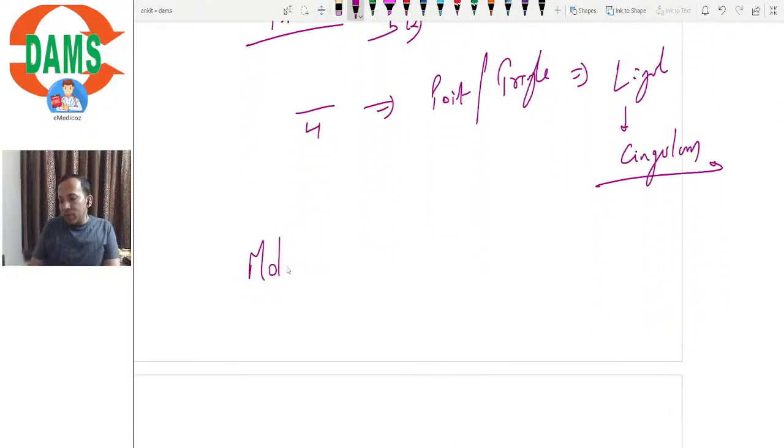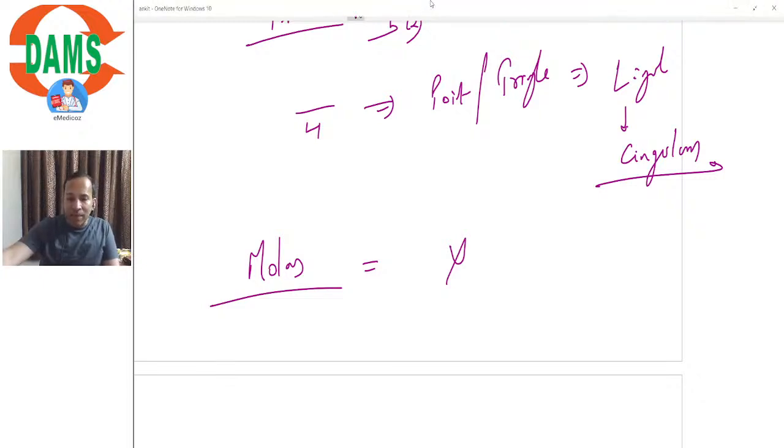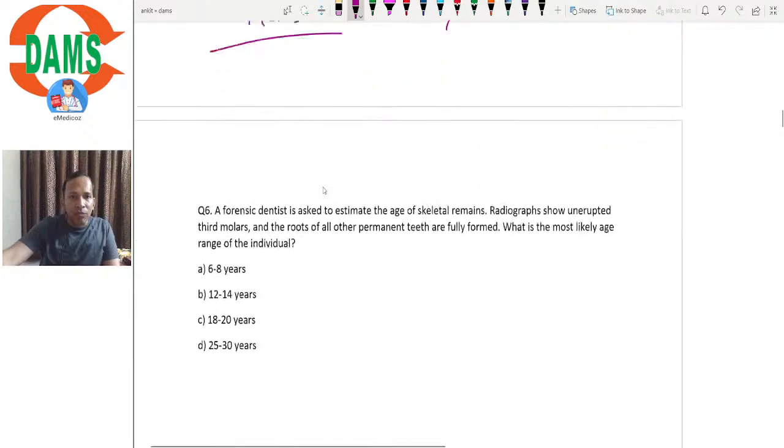And then we are left with the molars. So molars are usually not seen on a bite mark. Our mouth doesn't open so wide that we can bite someone with the molars, okay? So let's go to the next question.